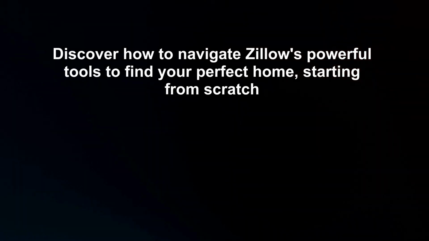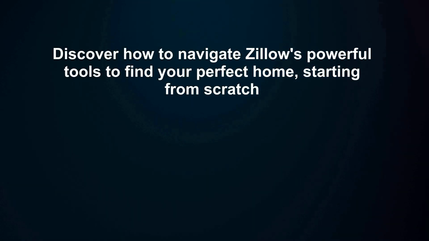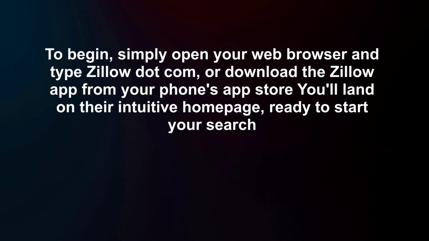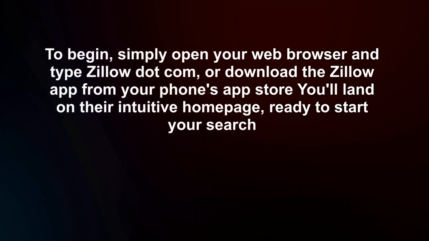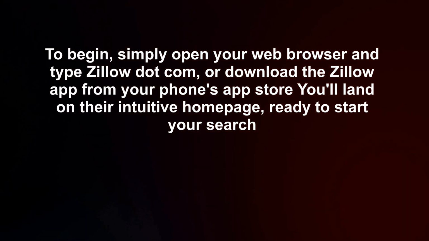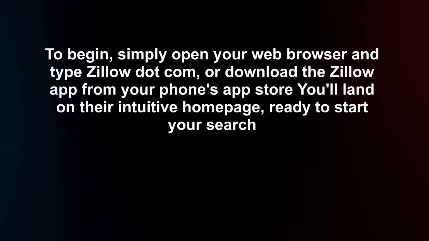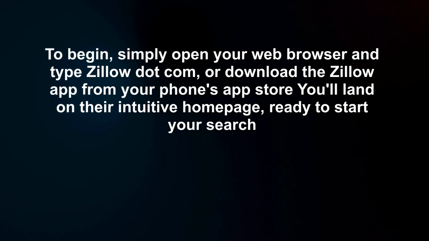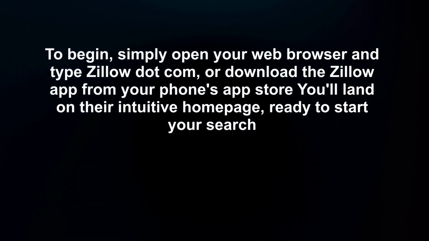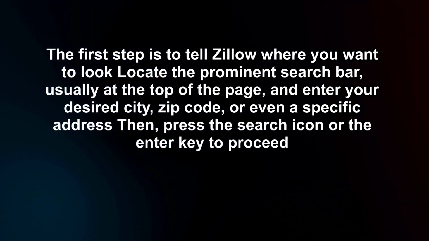Discover how to navigate Zillow's powerful tools to find your perfect home, starting from scratch. To begin, simply open your web browser and type Zillow.com, or download the Zillow app from your phone's app store. You'll land on their intuitive homepage, ready to start your search. The first step is to tell Zillow where you want to look.